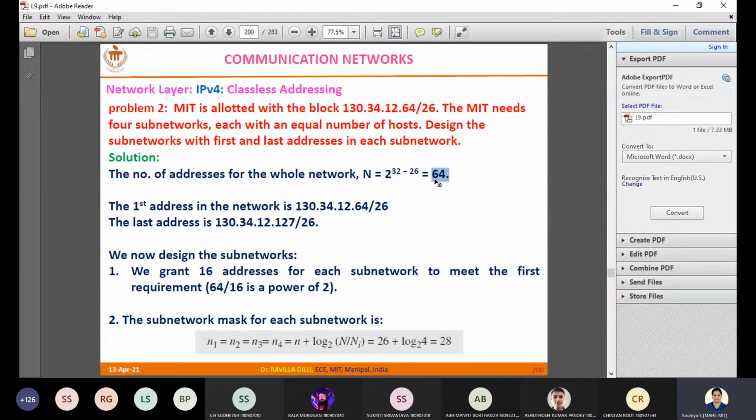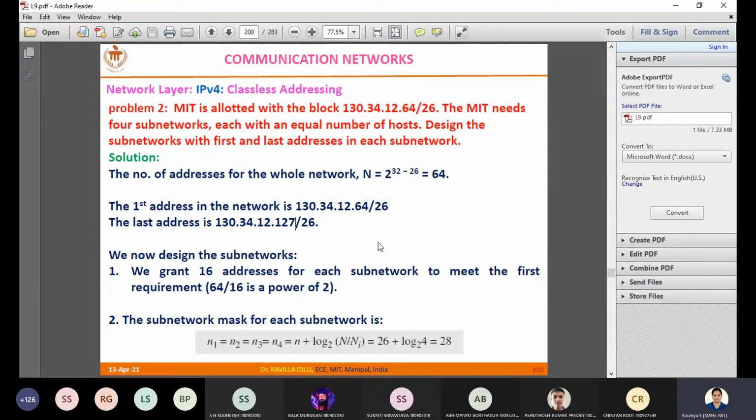Now, what is the first and the last address of the entire block? How do you find out the first and the last address? I hope you have understood that. You take 32 minus 26, which is 6. From the right-hand side, you make the last 6 bits 0, keeping the other bits as they are, and find the decimal equivalent of it. To find the last address, you make the last 6 bits equal to 1, keeping the rest of the bits as they are.